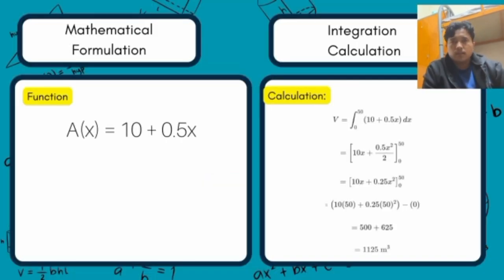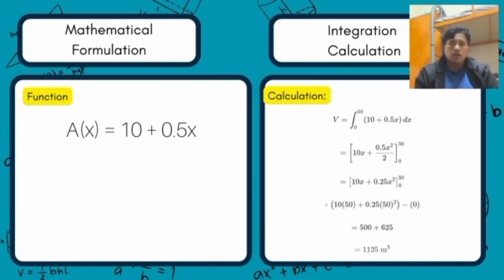Based on site data, the cross-sectional area of the sand needed isn't constant. It starts at 10 square meters and increases as we go further down the beach. We model this with the linear function A(x) equals 10 plus 0.5x, where x is the distance along the shore. To find the total volume V, we integrate this area function from 0 to 50 meters. We set up the integral of 10 plus 0.5x from 0 to 50.